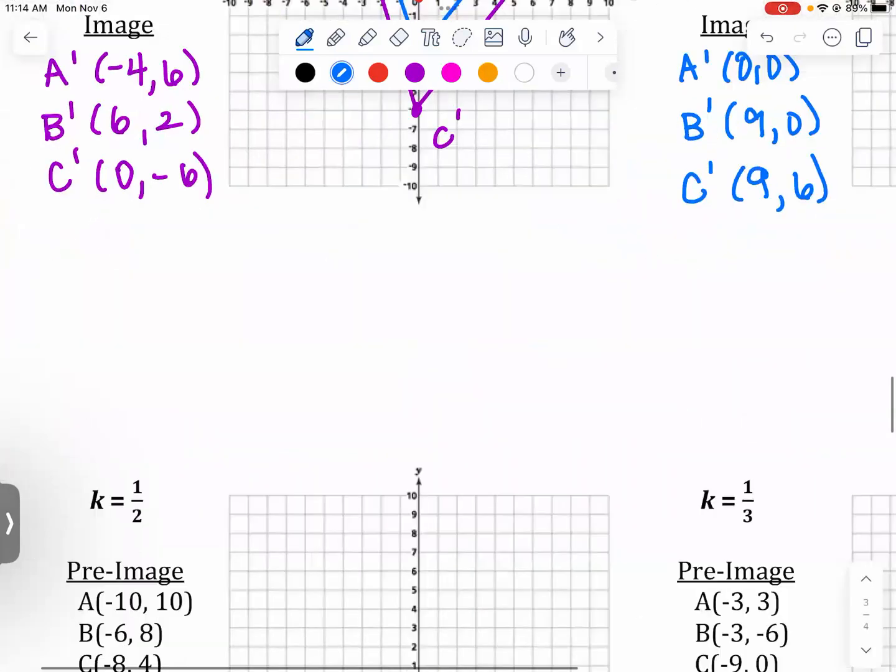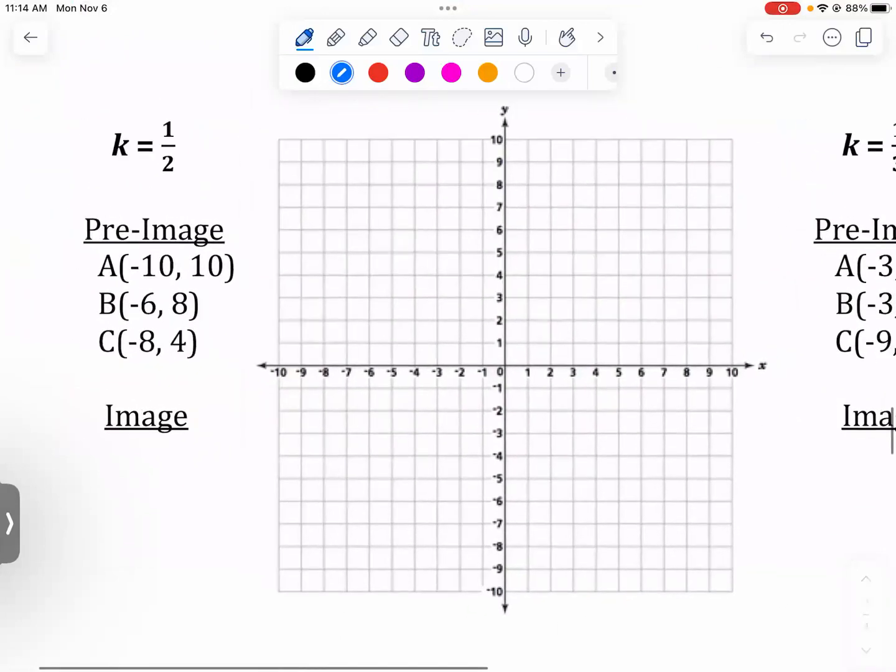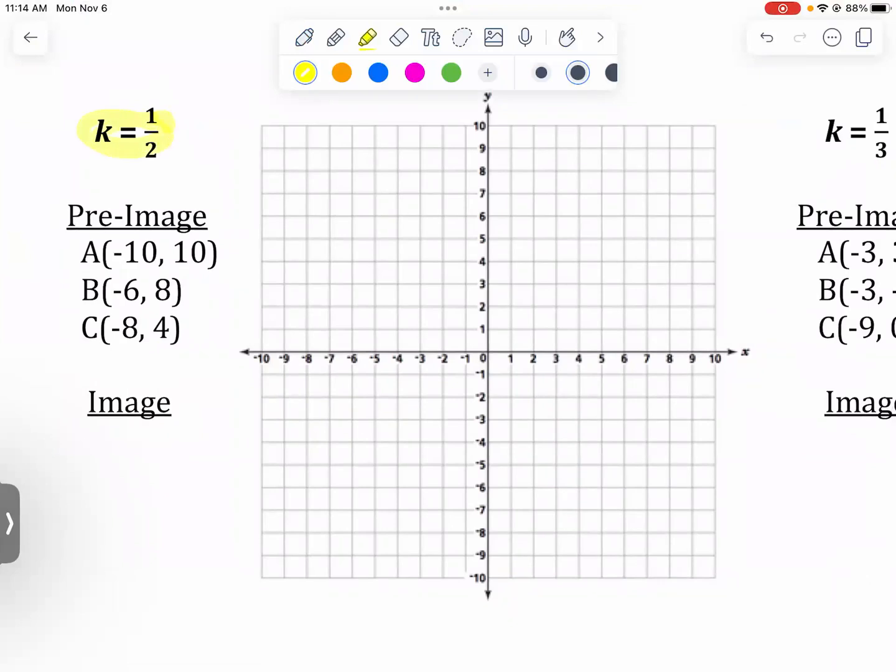Okay, let's go to number 3. Is this an enlargement or a reduction? It is a reduction because K is less than 1. So let's go ahead and take the time to plot our pre-image.